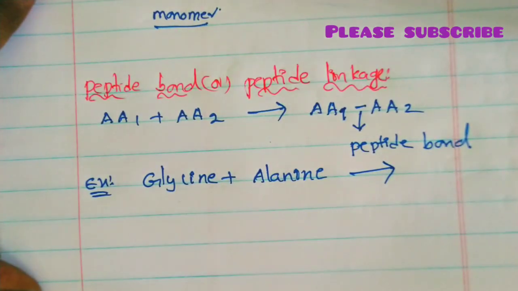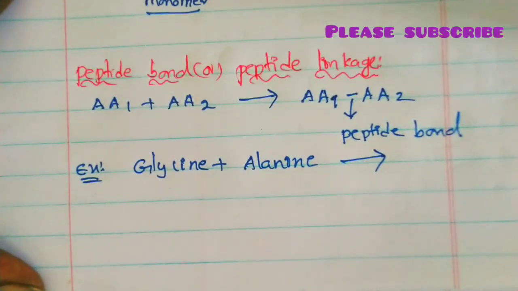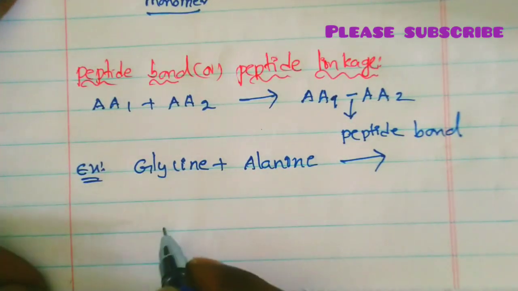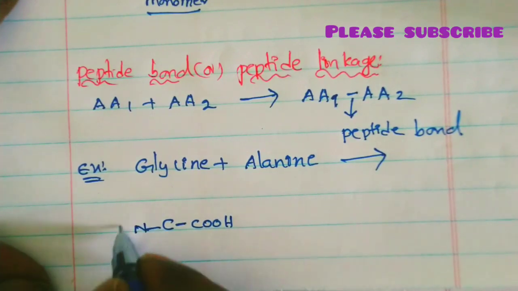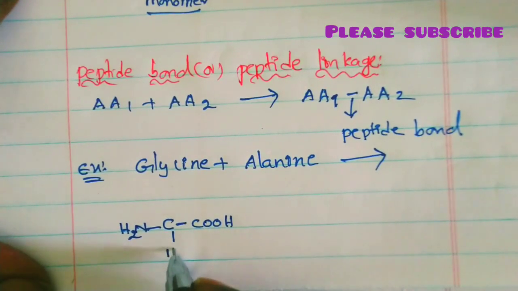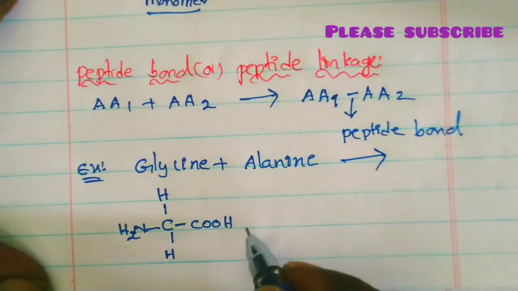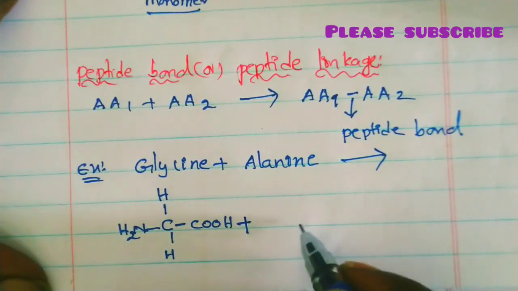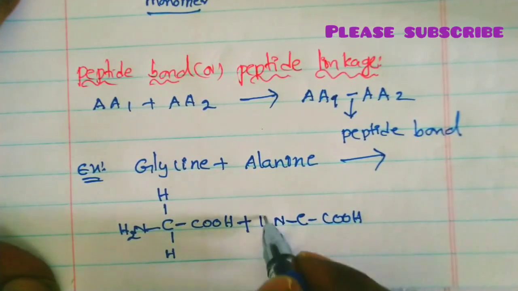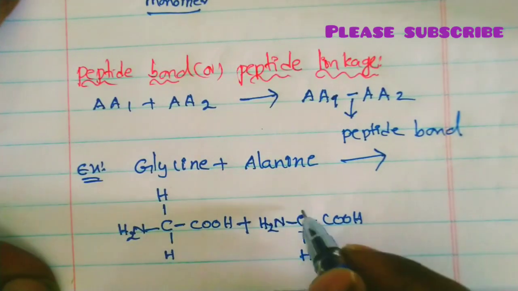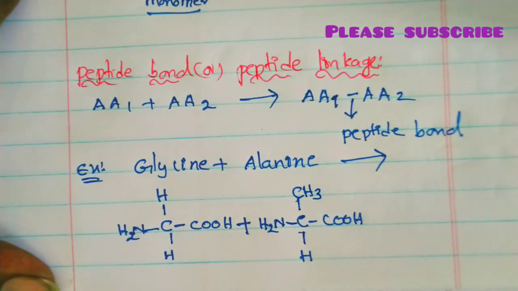So we will discuss. What is the formula of the glycine? It contains one carboxylic acid group, one amine group, one hydrogen, other group also hydrogen. This is called as a glycine. So it reacts with alanine. Alanine formula, again it contains one carboxylic group, one amine group, one hydrogen, but the other one is a CH3. It is called as a alanine.